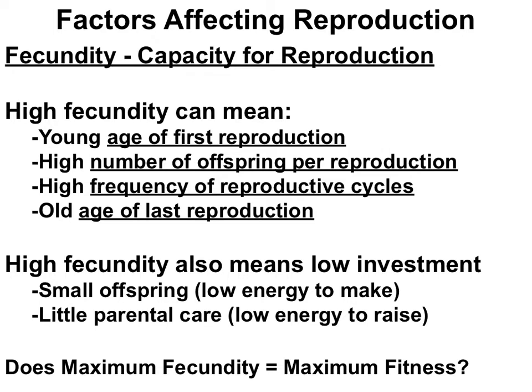Moreover, organisms with high fecundity tend to invest very little in each offspring. What this means is that each offspring tends to be pretty small, and most of the time, the parent organism doesn't invest any parental care. Overall, these strategies are designed to save energy with the goal of making more offspring faster. Now remember, fitness is the ability to survive and reproduce. So does maximum fecundity mean maximum fitness? I'll let you be the judge.